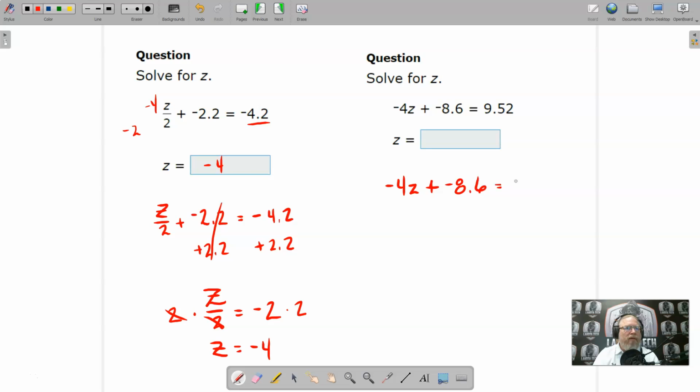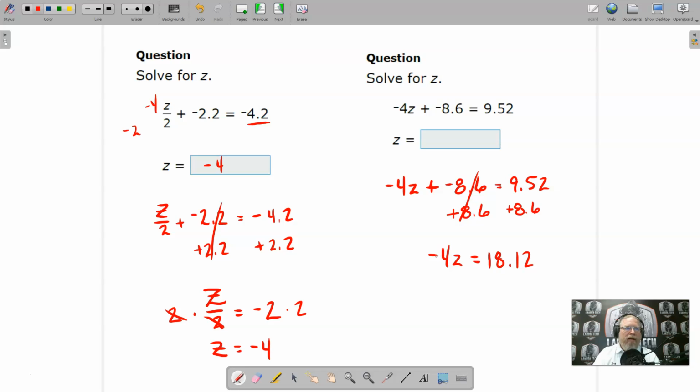On the next one, I have negative 4z plus negative 8.6 equals 9.52. So let's deal with the negative 8.6, and let's add 8.6. And what we do to one side, we're going to do to the other. So the 8.6 is going to cancel each other out, leaving me with a negative 4z equals, and then 9.52. And we're going to add to that 8.6, which is going to give us 18.12.